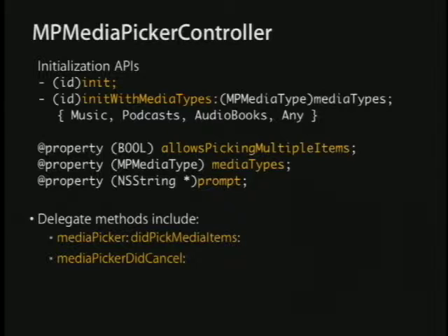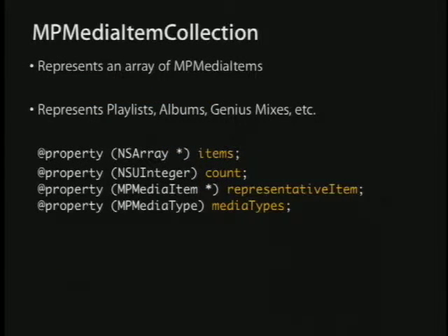And the delegate methods, well, you can know when the user hit cancel, and you can know what they picked if they actually successfully went through. What it actually returns is an MP media item collection, which we'll see right now. An MP media item collection is an array of MP media items. MP media items are tracks, we'll look at that in a second. But MP media item collection is also used to represent playlists. So you can ask the library for playlists, and that's a bunch of MP media item collections. You can ask it for albums, and that's a collection.